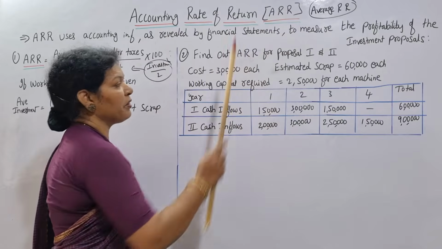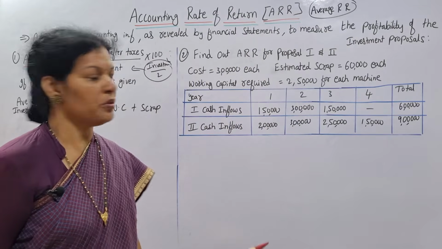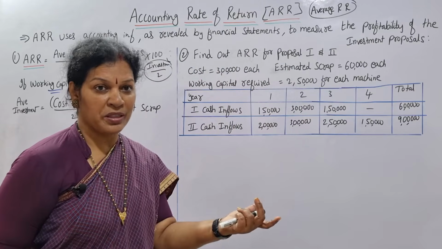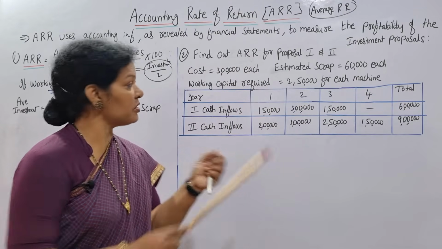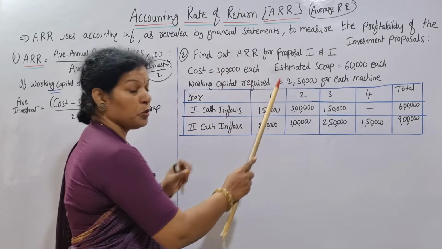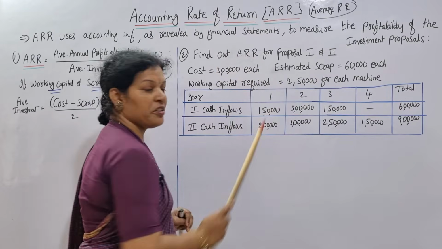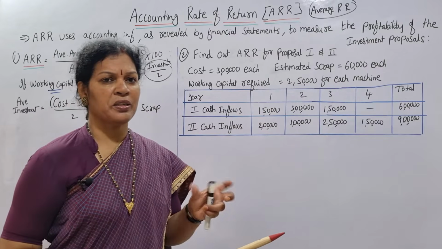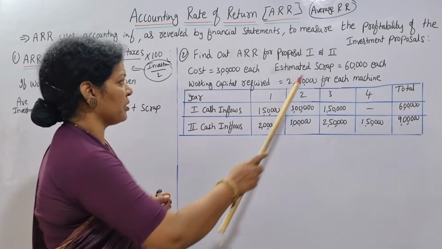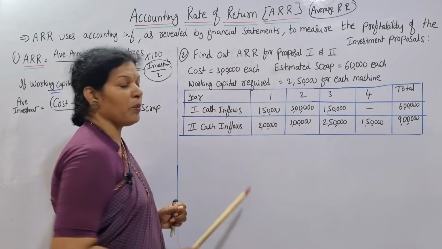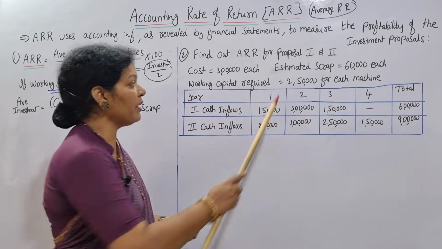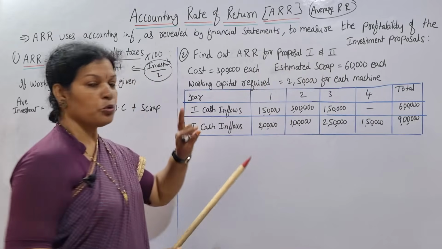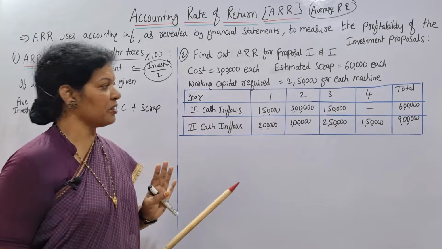Find out ARR for proposal 1 and 2. What is given? Cost 3 lakh each, means investment is 3 lakh rupees each. Two proposals. Estimated scrap 60,000 each. Each proposal is estimating a scrap of 60,000. Working capital required, how much? 2,50,000 rupees for each machine. So 2 machine proposals are here.